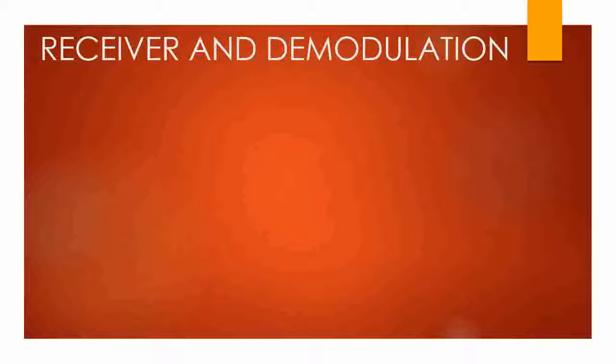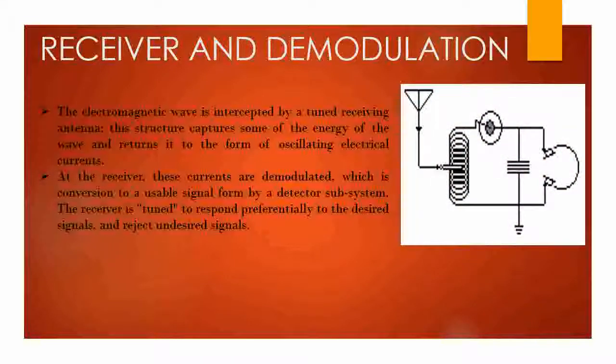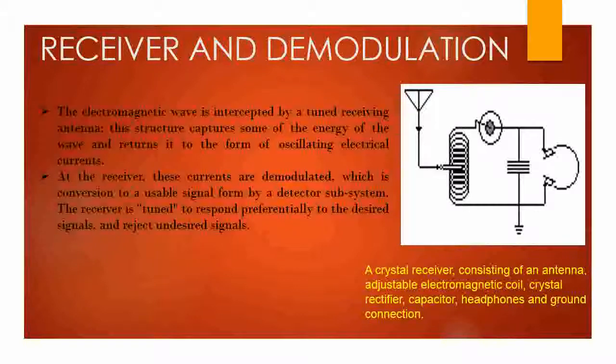The last process involved is receiving the wave and demodulating it. The electromagnetic radio wave is intercepted by the tuned receiving antenna. It converts the energy of the wave into oscillating electrical currents, which are then demodulated to convert them into usable form by a detector substation. In the figure, we can see the crystal receiver with antenna and circuit which helps in demodulation.